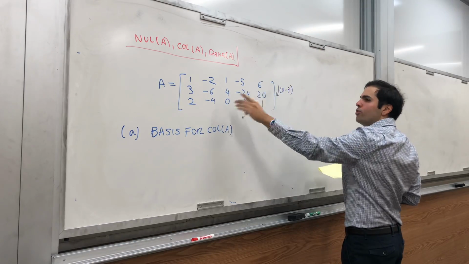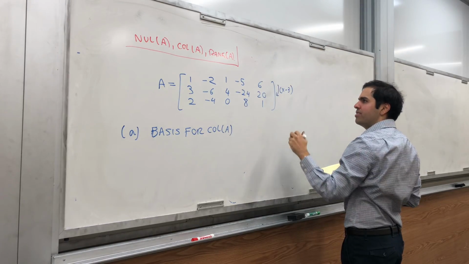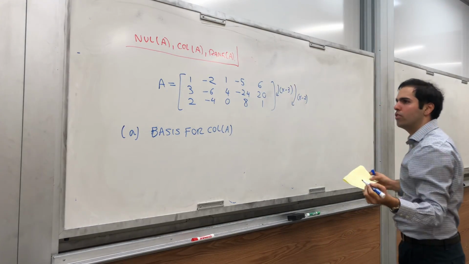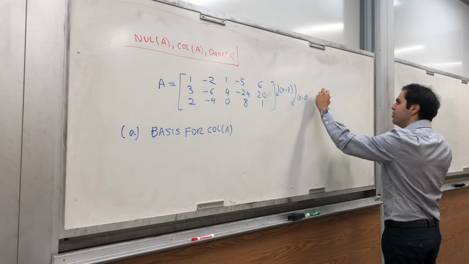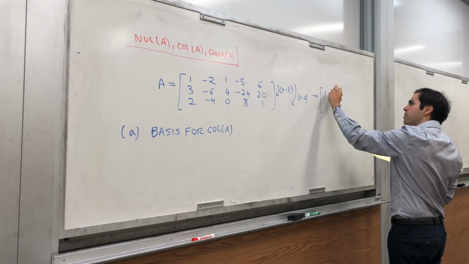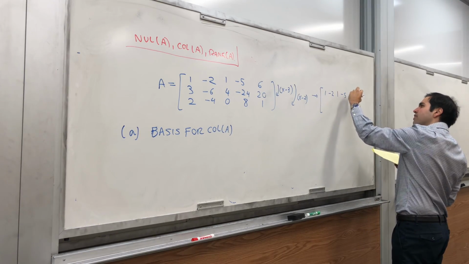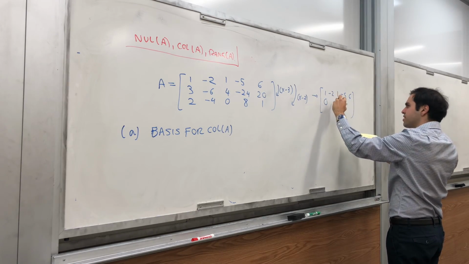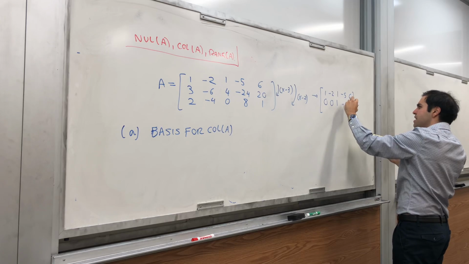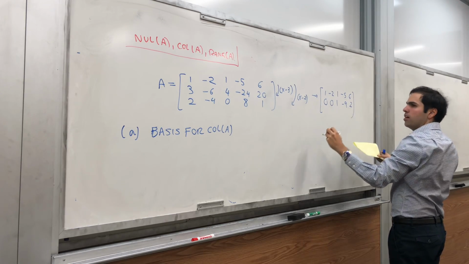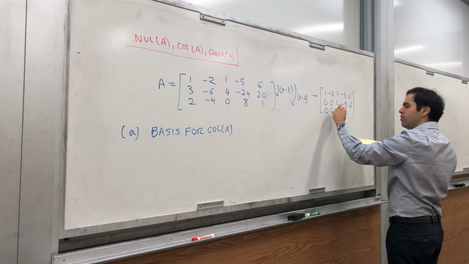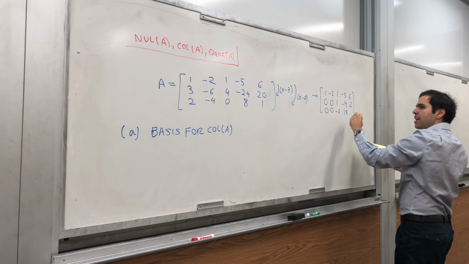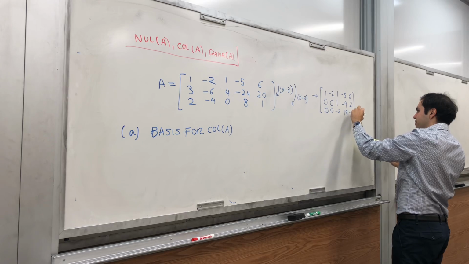So let's subtract 3 times the first row from the second row, and let's subtract 2 times the first row from the third row, and then you get 1, minus 2, 1, minus 5, 6, and then let's see, 0, 0, 1, minus 9, 2, and 0, 0, minus 2, 18, and minus 11.